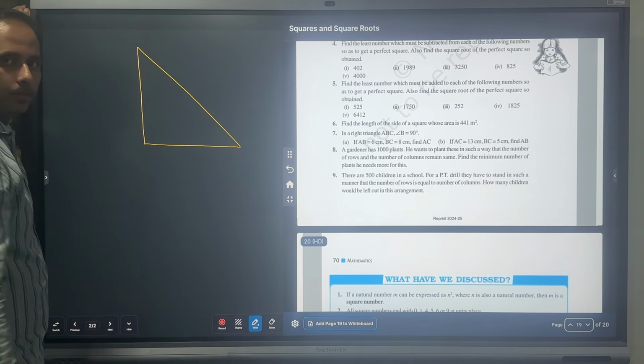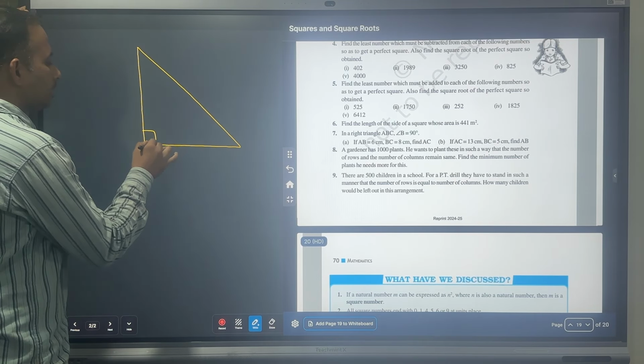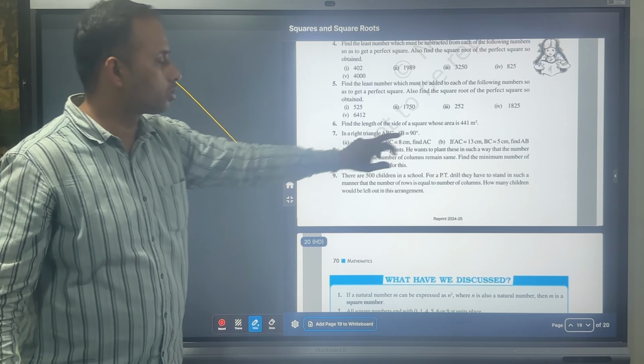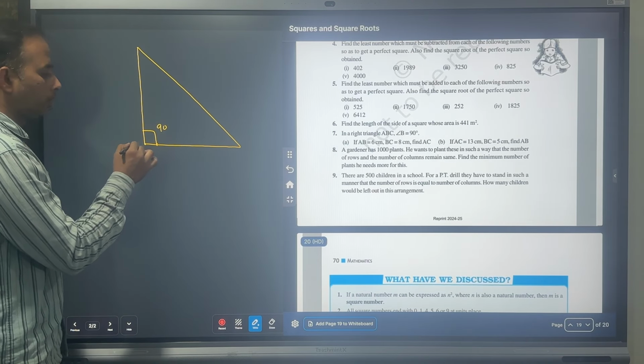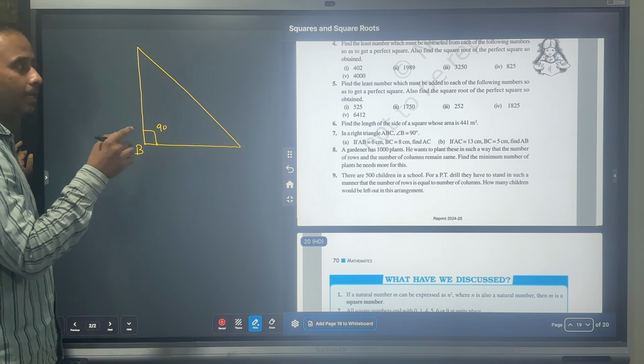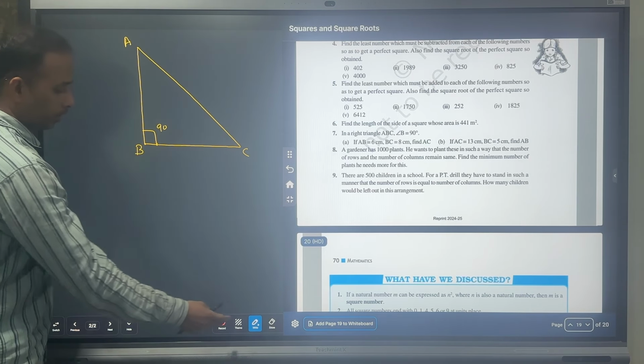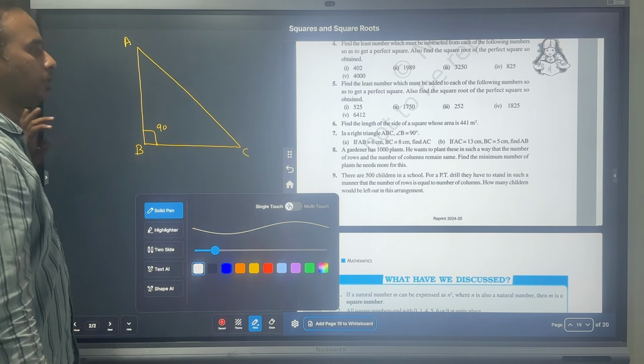This is our triangle, okay, and this is equal to 90 degree. So which angle is equal to 90? B. So this point we have to name as B. Remaining are A and C. I can name it A here and C here. Okay. Now let us represent the dimensions they gave us.